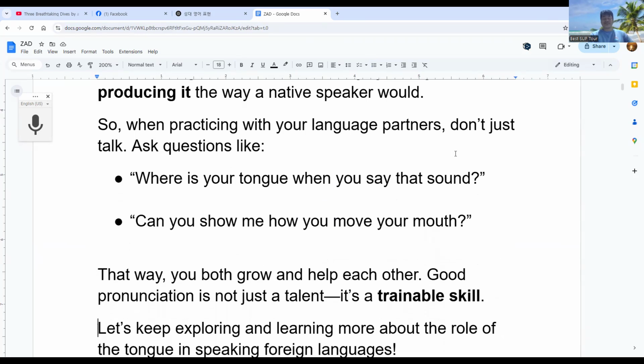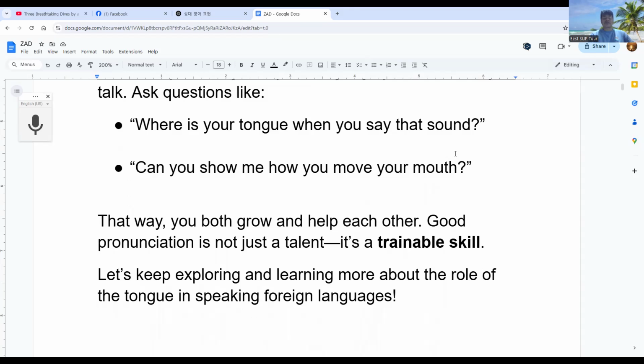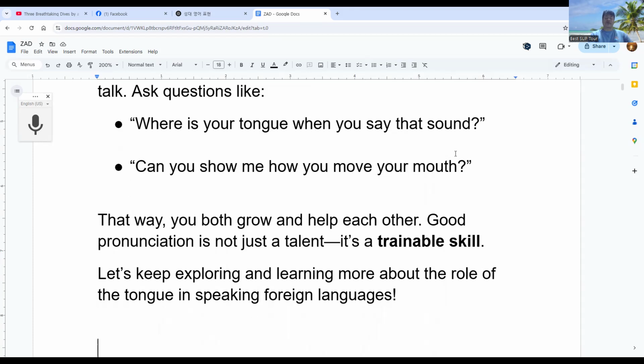Pronunciation is not just a talent, it's a trainable skill. Let's keep exploring and learning more about the role of the tongue in speaking foreign languages.